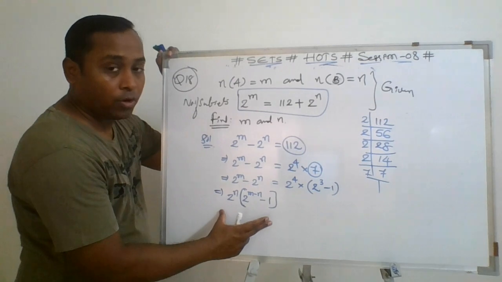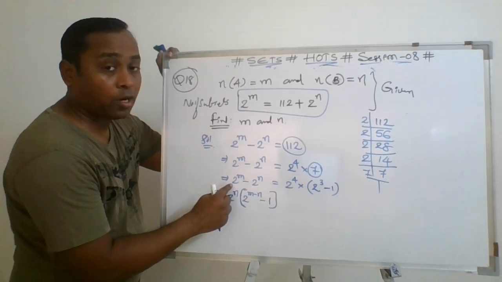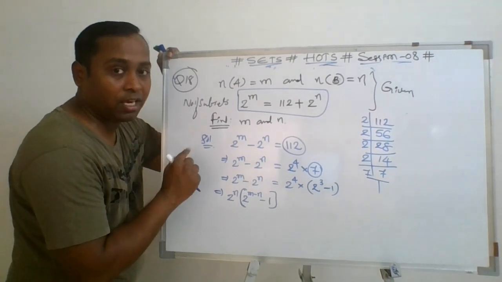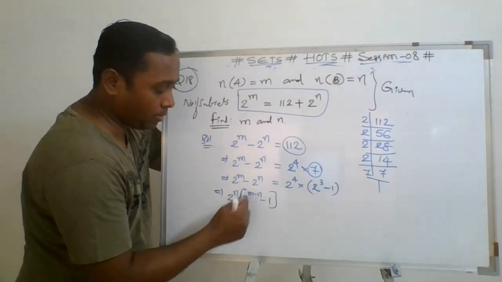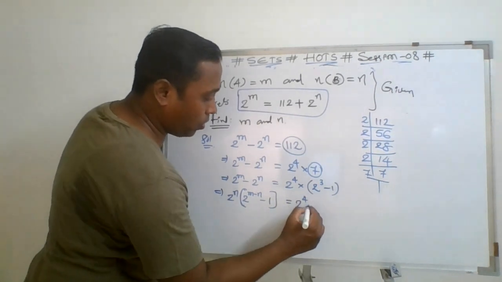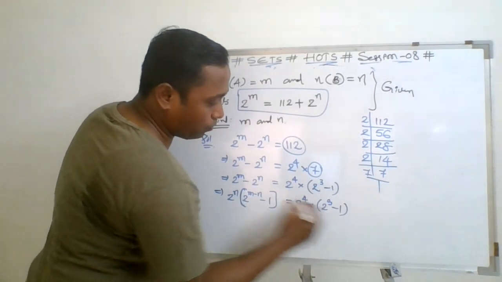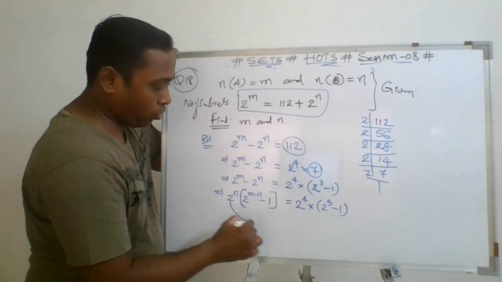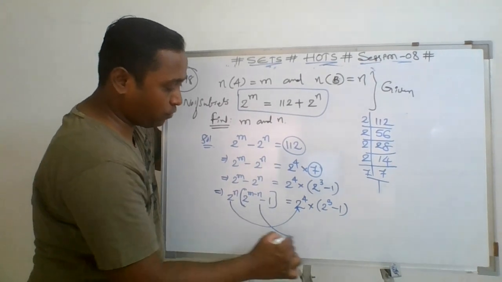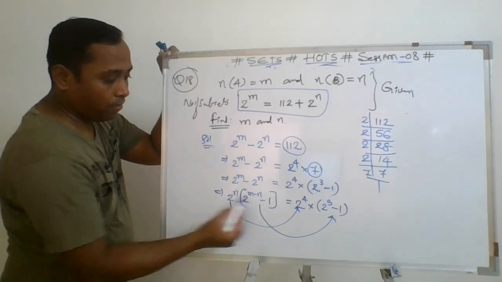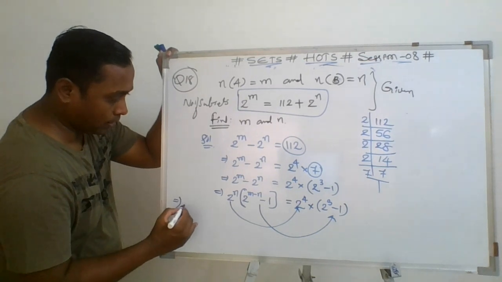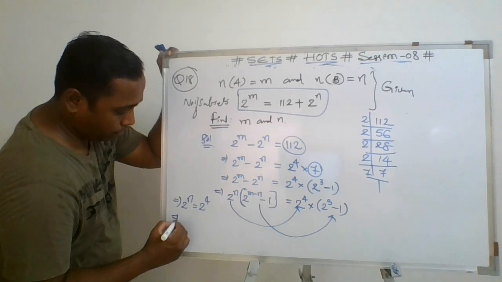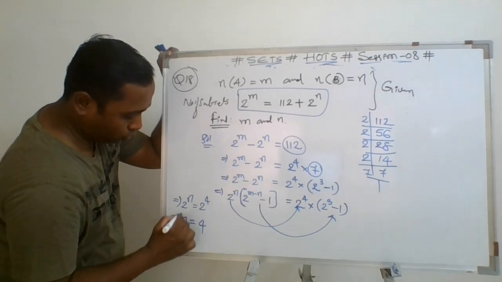Right? So I hope you have understood this step. I took 2 to the power of n common, which means I multiplied and divided by 2 to the power of n, and that is how I got it, is equal to 2 to the power of 4 into 2 cube minus 1. Now just compare these two factors on both sides. This 2 to the power of n is compared to this, and this factor is compared to this. So if I compare on both sides, 2 to the power of n is equal to 2 to the power of 4, which implies that n must be equal to 4.